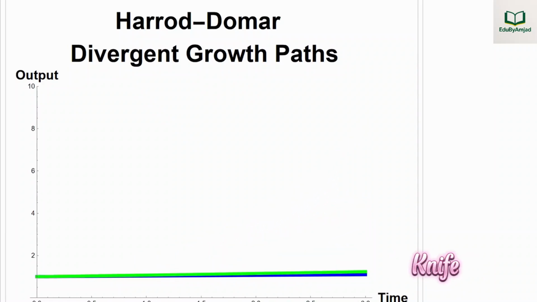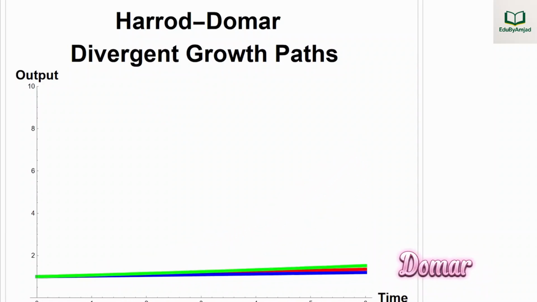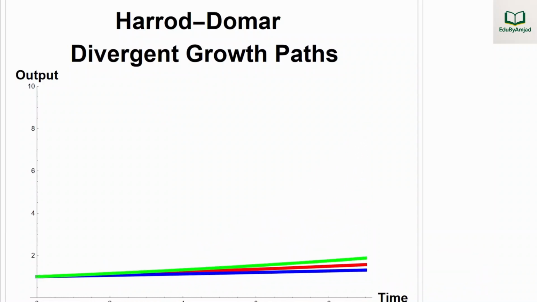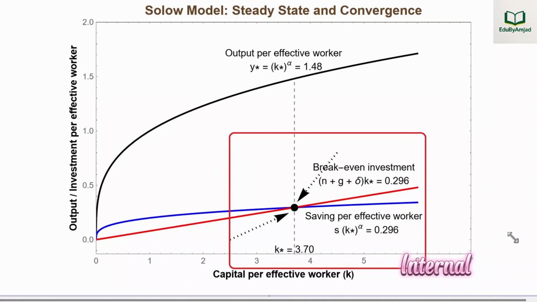In contrast to the knife-edge instability of the Harrod-Domar model, the Solow model contains an internal stabilizing mechanism. Growth continues through technological progress, but capital deepening eventually stabilizes. This stabilizing force is what makes long-run convergence possible.